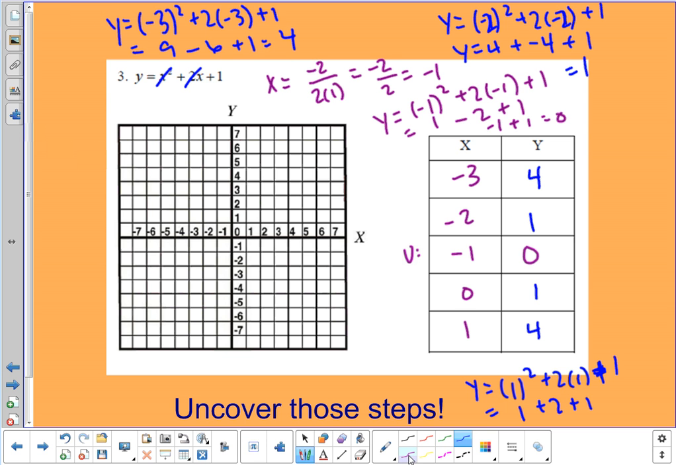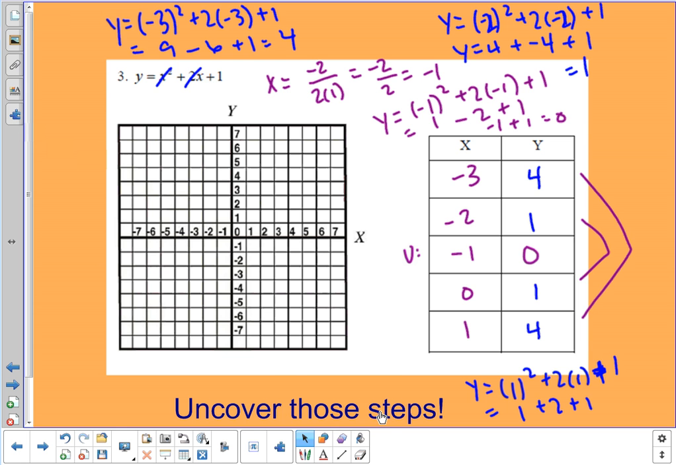Now, some of you may recognize, and maybe you recognize this in number 2 as well, take a look at the values on either side of the vertex. If you'll notice something about the y values, they are the same. They are the same. That is not a coincidence. As long as you go equal distance from the vertex, which we did, we went 1 unit up and 1 unit down, then your y values will match. They'll be a mirror image.